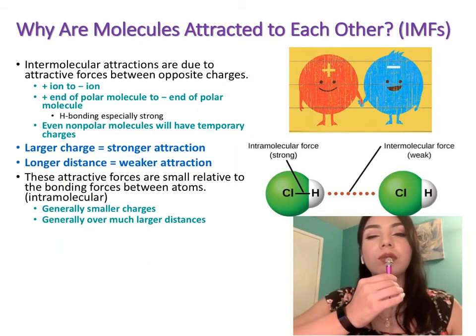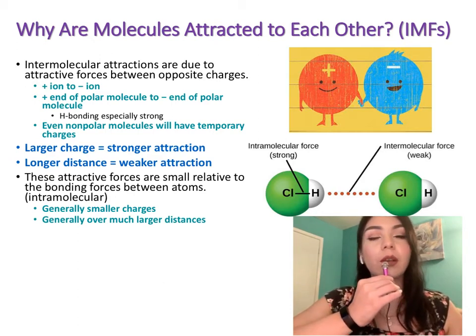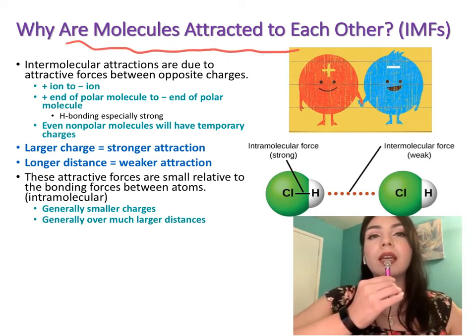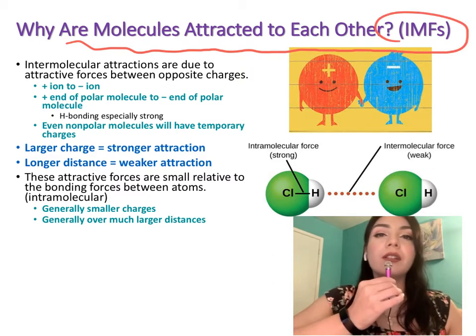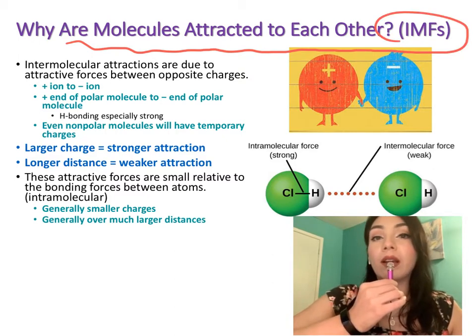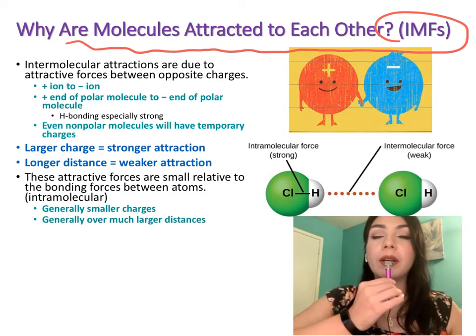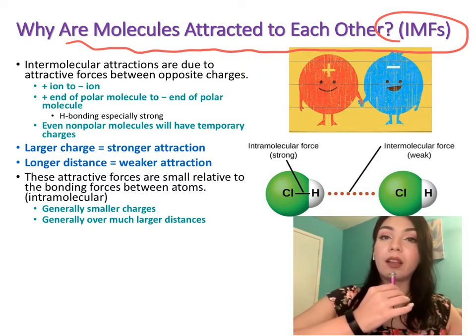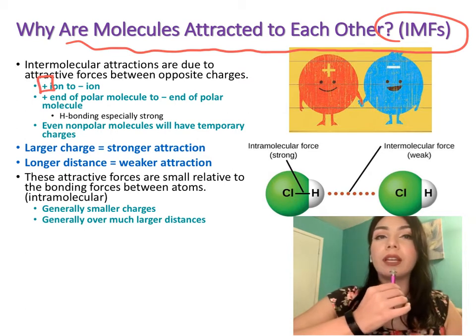So why are molecules even attracted to each other in the first place? Like, why do IMFs even exist? And it has to do with something that we've already learned. We learned in Chem 1 about ionic compounds and how ionic compounds are made up of a cation and an anion. So cations are positive, anions are negative.